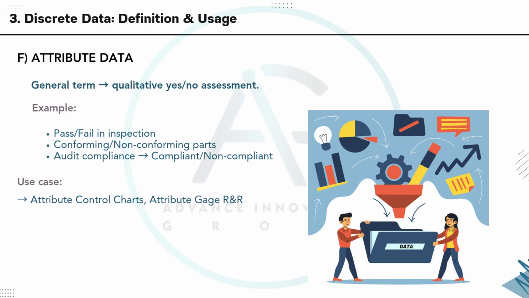Use cases: commonly used in attribute control charts, like P-charts or NP-charts. Also used in attribute gauge R and R studies, where we evaluate consistency in subjective assessments. Important note: attribute data can be binary, yes or no, nominal categories with no order, or ordinal categories with order. But what makes it attribute data is its qualitative nature.